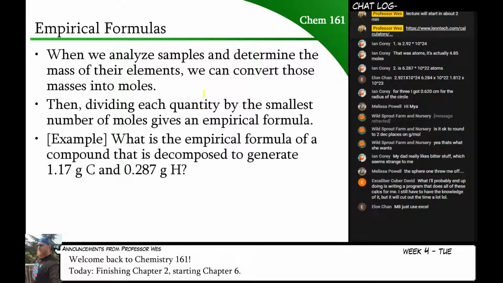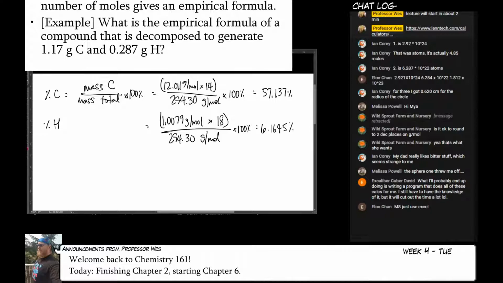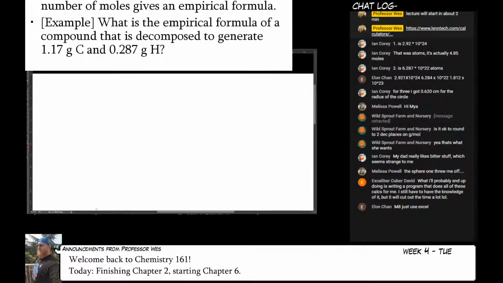All right, so let's do an example here. Let's suppose that you have done some sort of elemental analysis, and you've obtained a compound that has C's and H's in it, and you know that the compound has 1.17 grams of carbon and 0.287 grams of hydrogen, and you want to know its empirical formula. What do? Here's how you do this. All right, so I know that these are the quantities of stuff that I have in my sample.